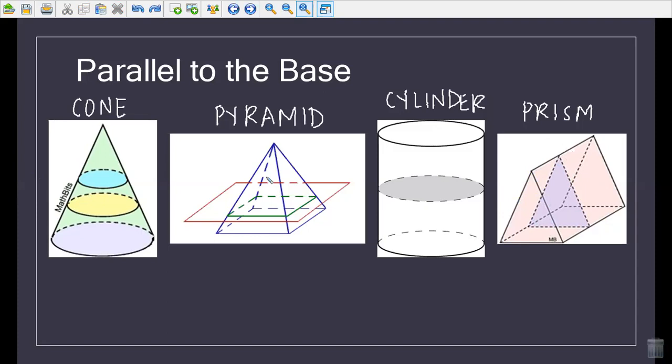So anytime I go parallel to the base for these four shapes, and it doesn't matter what your base is for the pyramid or the prism, it could be an octagon, it could be a square, it doesn't matter, your cross section is going to be the same shape as the base. Not necessarily the same size. For our cone and pyramid, it gets smaller the higher up you go. But for our cylinder and prism, it is the same shape and size. It's congruent to the base. But parallel to the base is the same shape for your cross section.